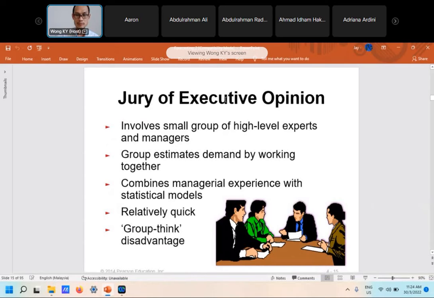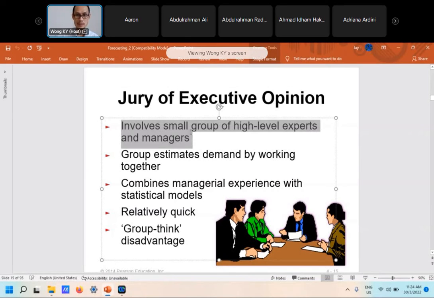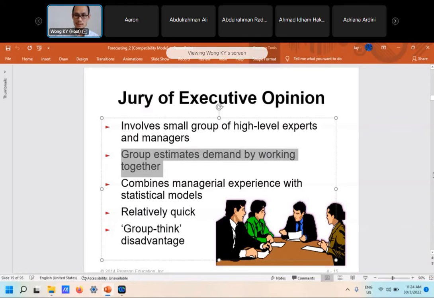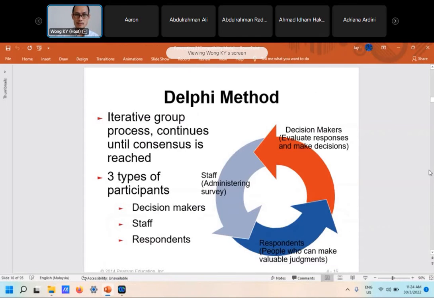Jury of executive opinion, as already said, executive here means experts. So it will involve a group of high-level experts or managers. This group of managers or executives will sit down together and give their opinions to forecast the demand. So the group will estimate the demand by working together. Simple, right? Nothing difficult. Okay, Delphi method, as I said, is also like the first method, but it's a more iterative process.